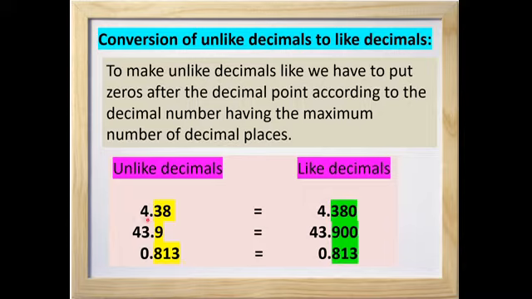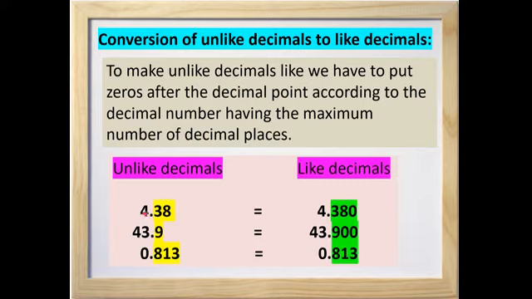Here in 4.38 there are 2 decimal places. So we are going to add 1 zero here. So it will become 4.380. In 43.9 there is only 1 decimal place. So we have to add 2 zeros there. So it becomes 43.900, and 0.813 will remain the same.